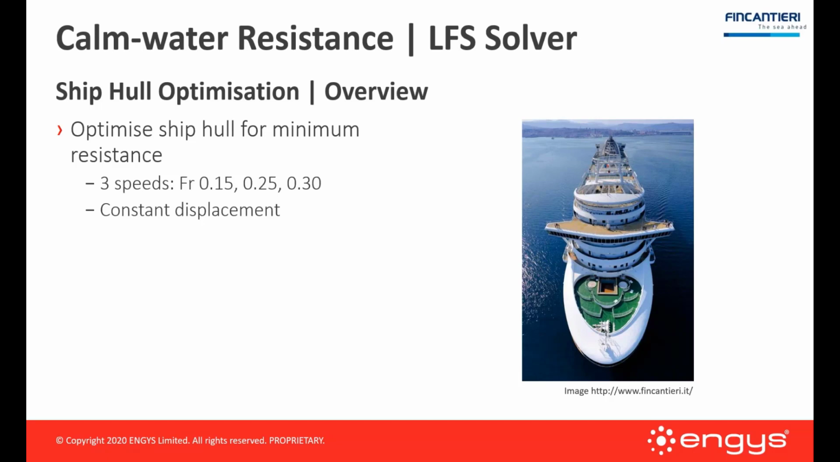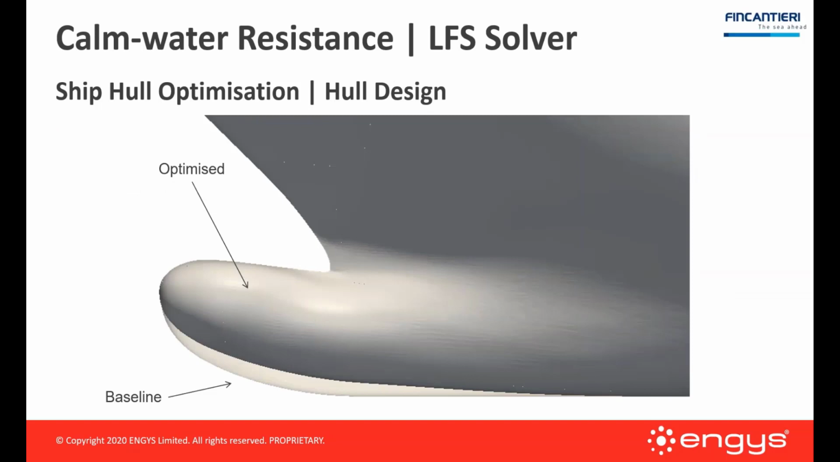But coming back to the benefits of this solver with respect to the traditional methods, if you want to perform ship hull optimization, like in this case, which was done for Fincantieri, an Italian shipbuilding company, say we wanted to optimize the hull form for 3 different speeds, at 0.15, 0.25, and 0.30 Froude number, while keeping the displacement constant. What we did was to take the baseline shape here of the hull and do morphing of the bulbous bow shape.